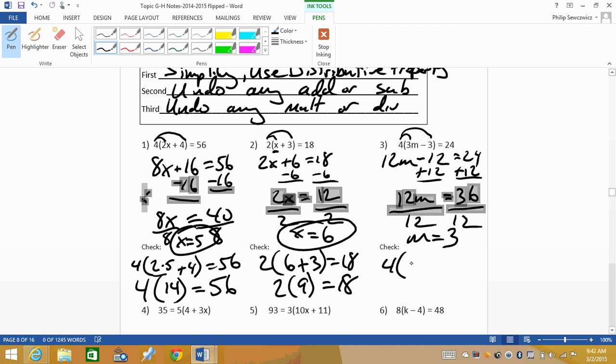4 times, in parentheses, 3 times 3 minus 3. Oh, a lot of 3's there. 3 times 3 is 9. 9 minus 3 is 12. So the question is 4 times 12, does that equal 24? No, 4 times 12 is 48. That doesn't work here. So I've got two options.